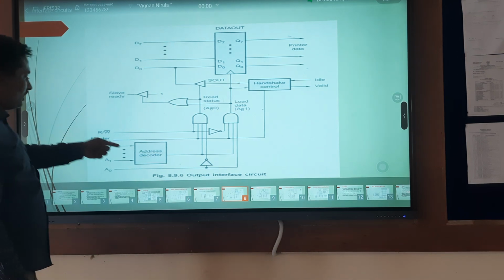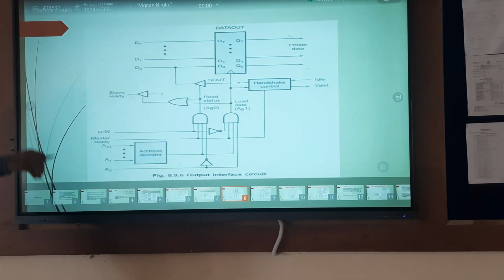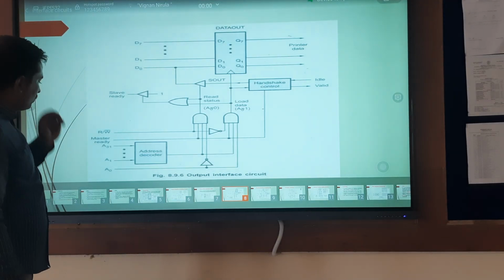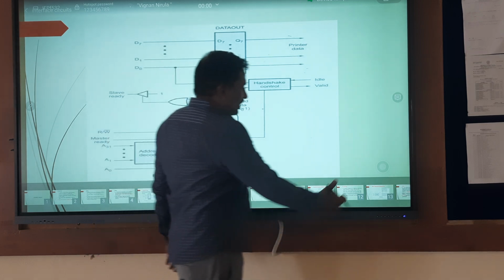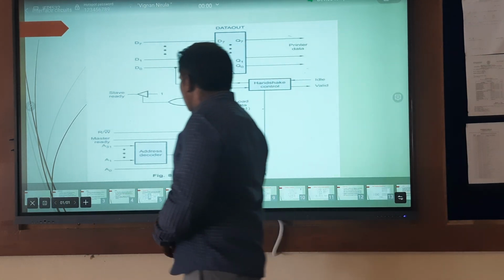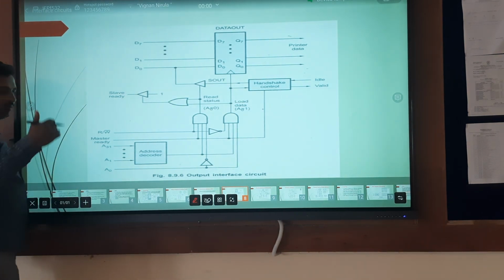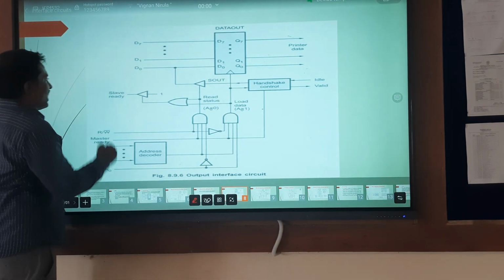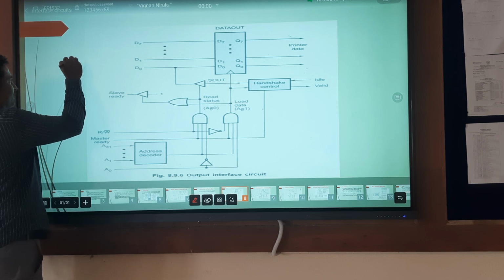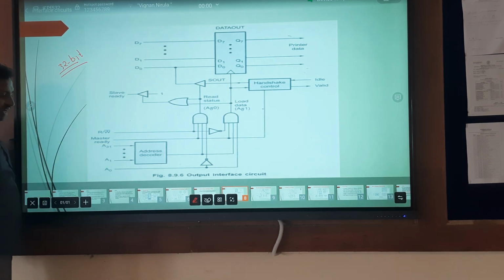This is nothing but the output interface circuit. Internal output interface circuit. Now listen clearly how the internal operation is going to be performed. Now see this one. I am assuming the processor generated address is a 32-bit address.